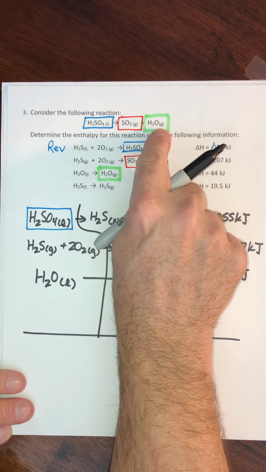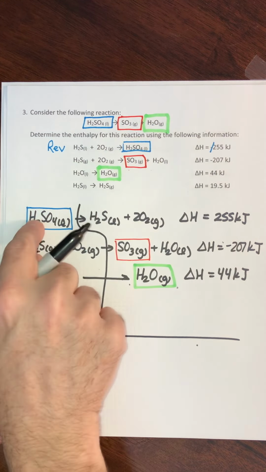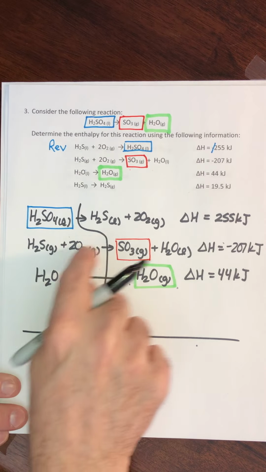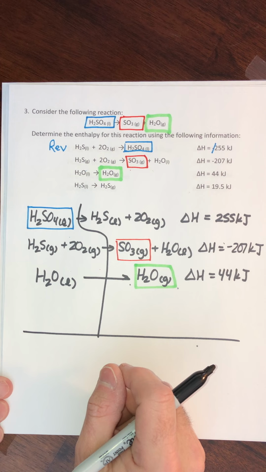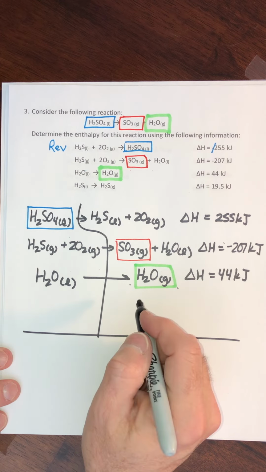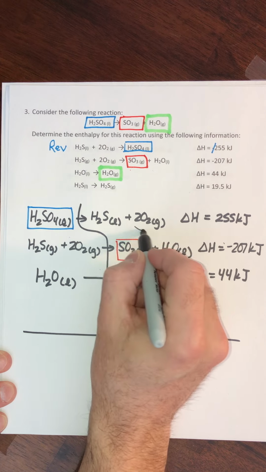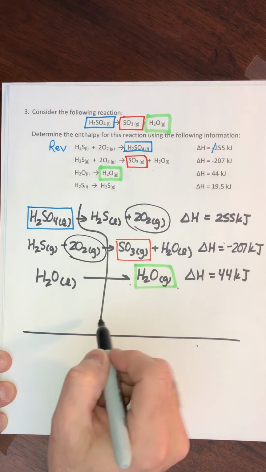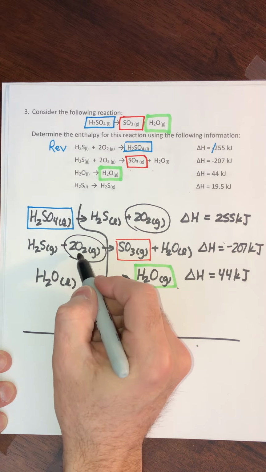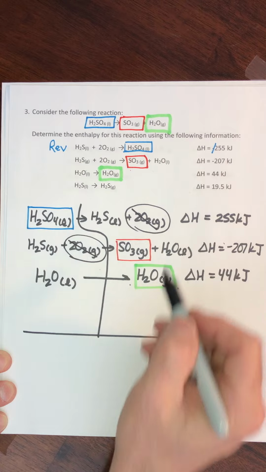Everything that I want is in a box, right? Sulfuric acid, SO3, water, they're all in boxes. So all of these things that are not in boxes need to cancel out. Okay, so you can see that some of them start to cancel. I've got two O2 gases here. I've got two O2 gases here. They're both O2s. They're both gases. They both have a 2 in front. They're exactly the same, so they cancel.